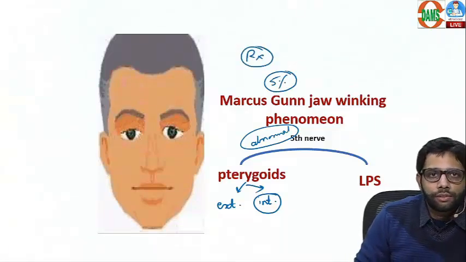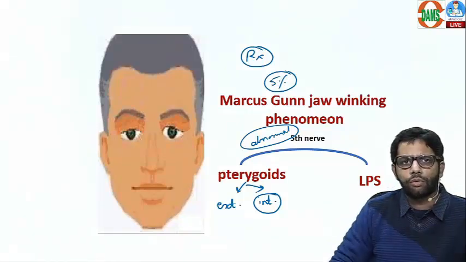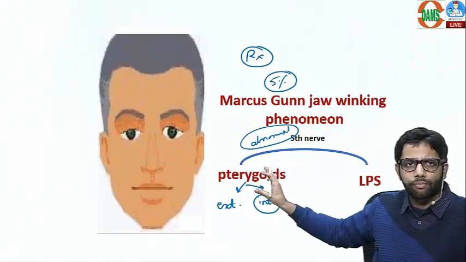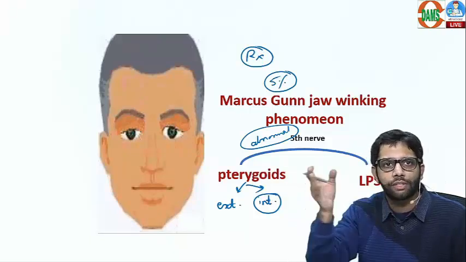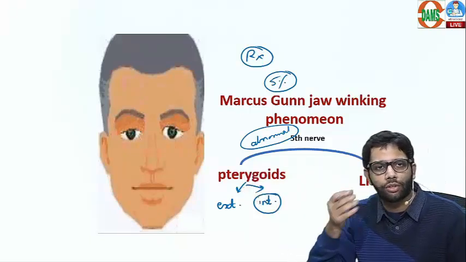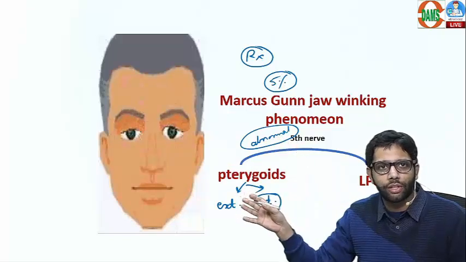What will you do? Always check the basic cause. What is the basic cause? The pterygoids. Will you remove the pterygoids? Take out the pterygoid jaw. A young patient comes to you for Marcus Gunn, and you take out the jaw for ptosis treatment. You won't remove the jaw, right?